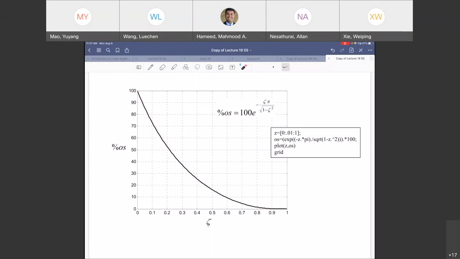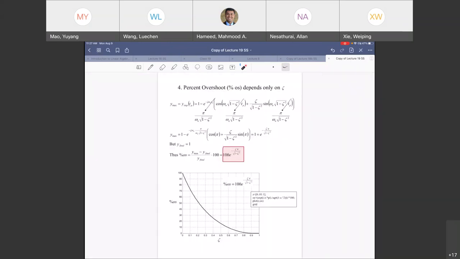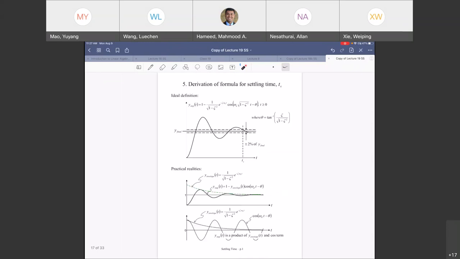Increase zeta, decrease percentage overshoot. But increasing zeta also means omega d and omega n are farther away. Next, deriving the equation for settling time.